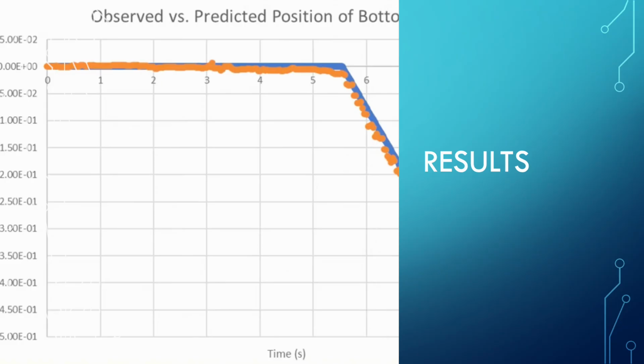So for the results, this compares the model prediction with what we observed experimentally. The key result is the bottom remains stationary for most of the fall in both the real model and the simulation. Any small fluctuations likely come from measurement noise or physical imperfections. Overall, the model is a good representation of the real slinky behavior.